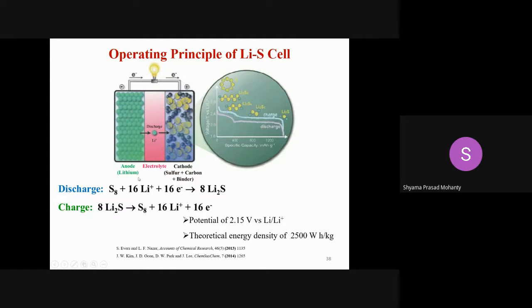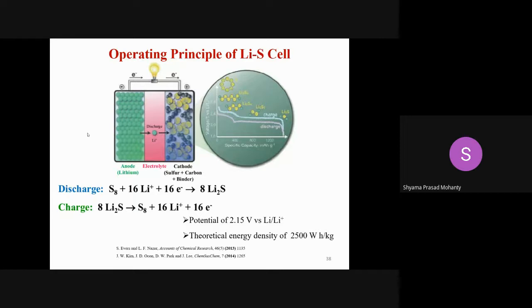This anode will be your lithium metal. What happens is that Li2S4 and Li2S6, these higher order polysulfides, are soluble in the electrolyte. So instead of staying at the cathode, they will move to the anode. That will lead to a decrease in the efficiency and in the capacity of the cell. So what is required is that we should prevent the soluble polysulfides from going from the cathode to the anode.